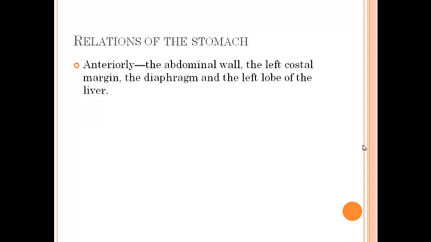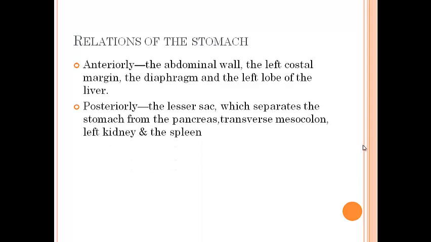So anteriorly, the stomach is related to, obviously, the abdominal wall, so the muscles of the abdomen. It's also related to the left costal margin. As we saw, it's found in the left hypochondrium with the lower part of the rib cage covering it. It's also related to the diaphragm, and we saw earlier how the left lobe of the liver just kind of passes in front of the stomach.